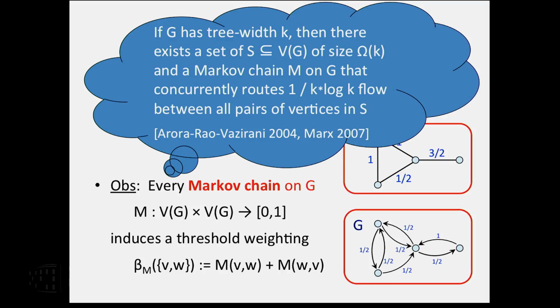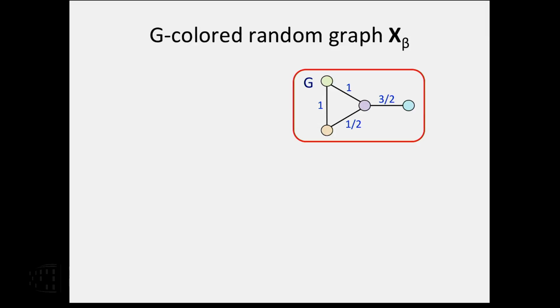Just to point out that somehow this is a kind of dual. A certificate of having large tree width is always the existence of a certain kind of flow, concurrent flow or Markov chain on the graph. And we're going to use these as the construction of our good threshold weightings. Okay. So let me now define.